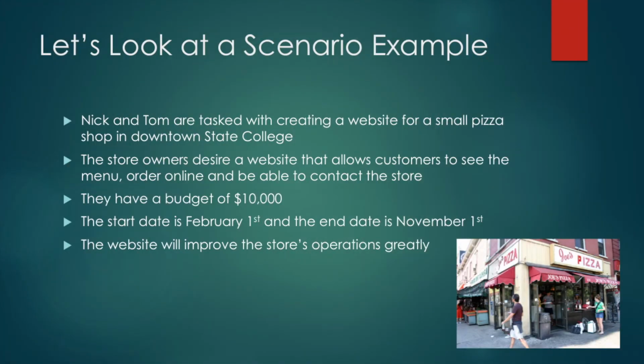Now, let's look at an example of a scenario using project scope management. Two people, Nick and Tom, are tasked with the development of a website for a small local pizza shop in downtown State College. The store has been in town for a long time and wants to modernize to increase business. Some of the more important features they require include an interactive menu, the ability to order food online for pickup, and a function allowing the site viewers to contact the owners.